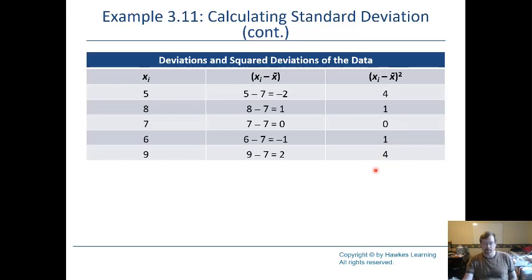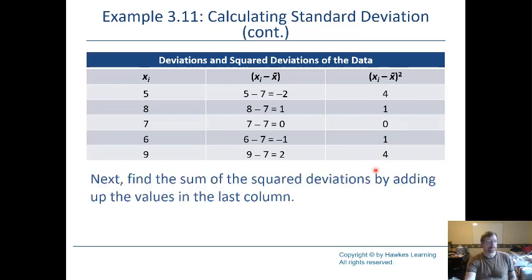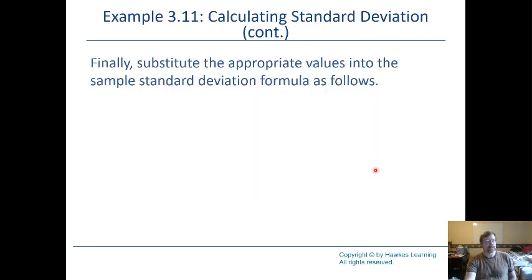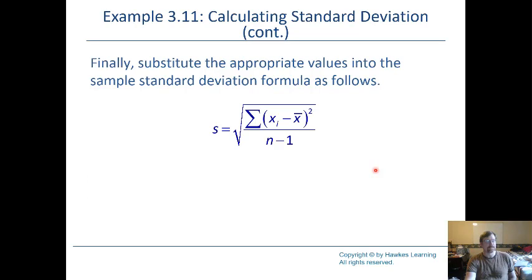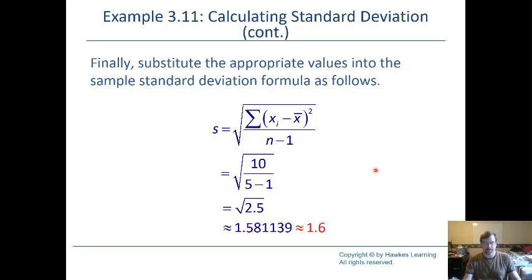Then our next step, of course, would be adding those up. We end up with 10. We'll divide that by the number of data points, which is 5, and take the square root. Oh, sorry, 5 minus 1. I slipped up there. You have to pay attention. You end up with the square root of 2.5, which comes to about 1.6.